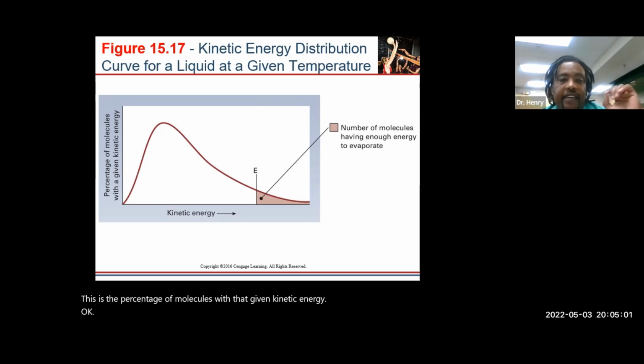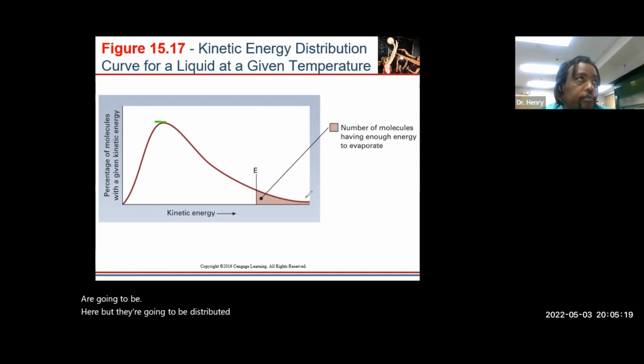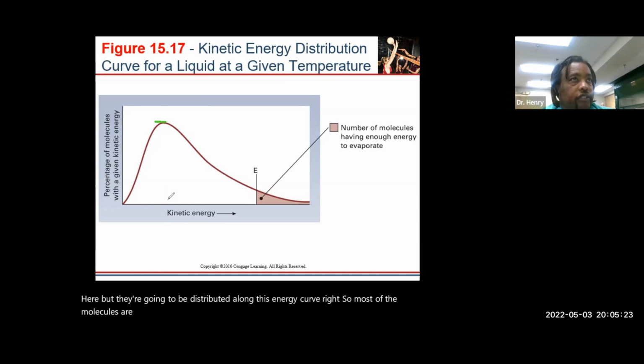And this is at a given temperature. Okay, so let's assume that this was at 25 degrees. So what this basically means is that most of the molecules are going to be here, but they're going to be distributed along this energy curve, right? So most of the molecules are going to be at this kinetic energy, but there's going to be a distribution of them along this energy curve, okay?